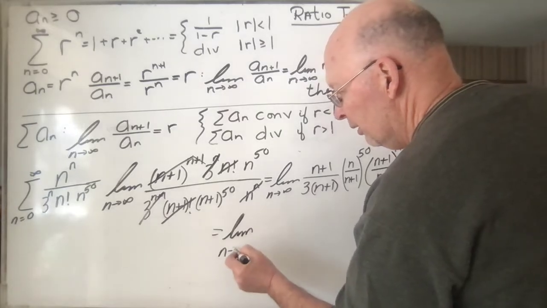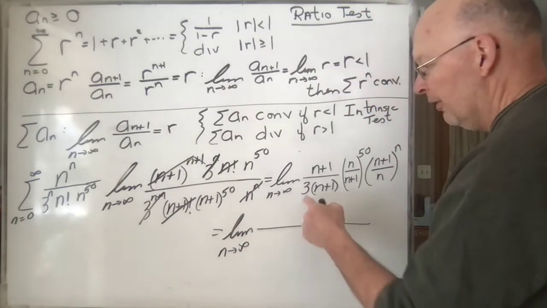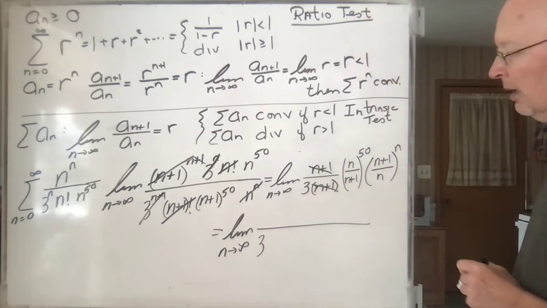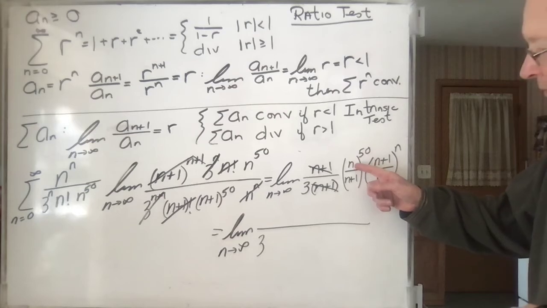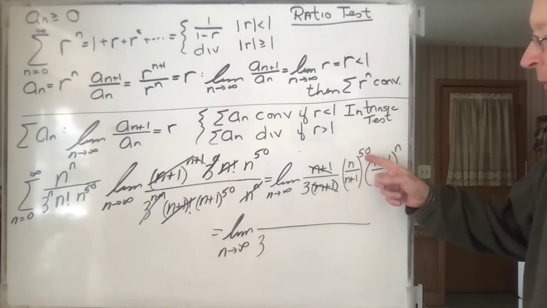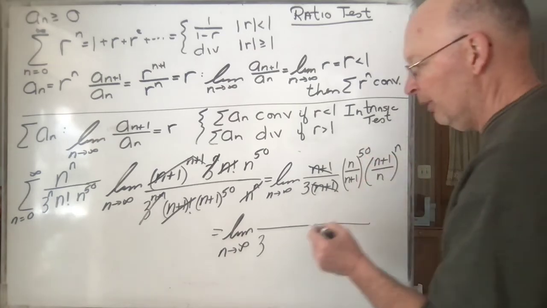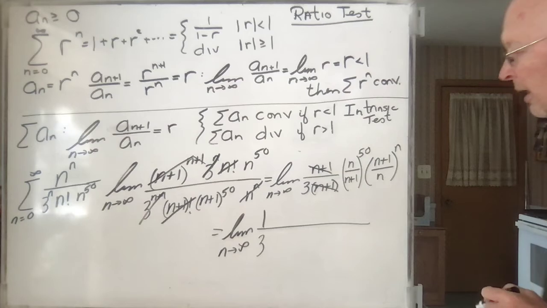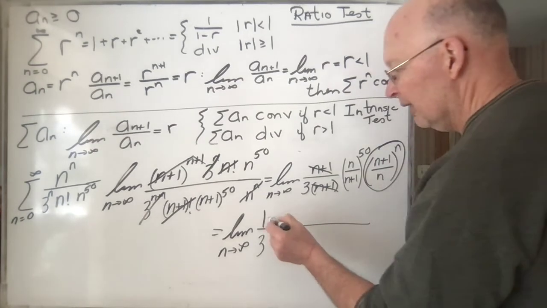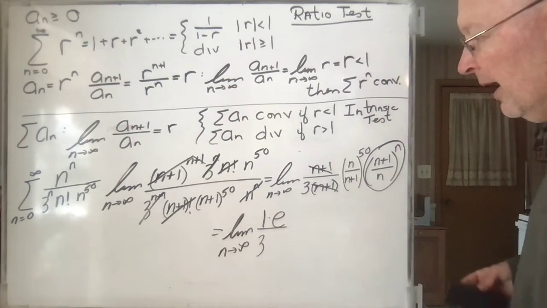So here you go. What happens? The 3 stays there. These go away. What about this thing? n over n plus 1 goes to 1. 1 to the 50th power, 50 is fixed, so it's just going to be 1. So that just stays 1. And this thing, you recognize this from before? That thing there goes to e. See that?